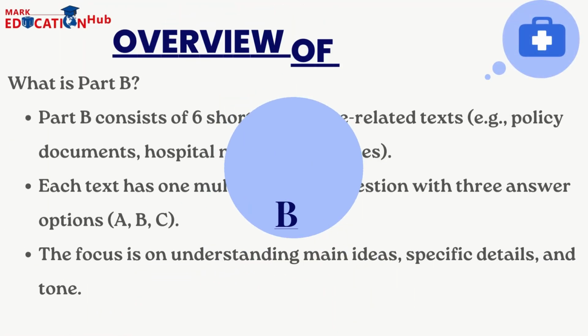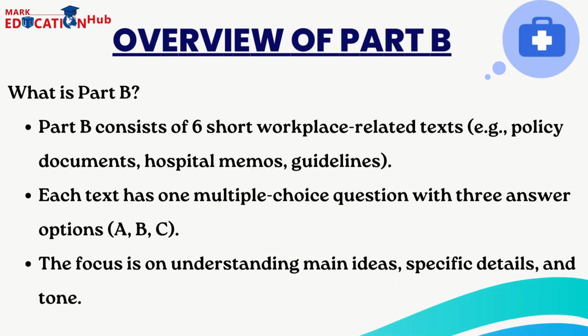Let's get started. OET Reading Part B tests your ability to quickly understand workplace-related texts like hospital memos, guidelines, and policy documents. You'll get 6 short texts, each followed by a multiple-choice question with 3 answer options, A, B, or C. The key is to identify main ideas, specific details, and tone, just like you would in a real healthcare setting. Staying sharp and reading with purpose will help you choose the right answer with confidence.